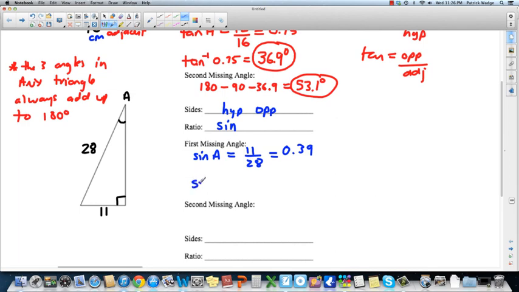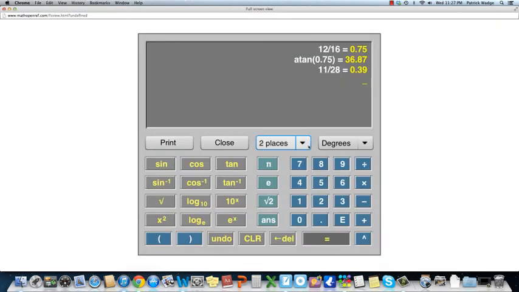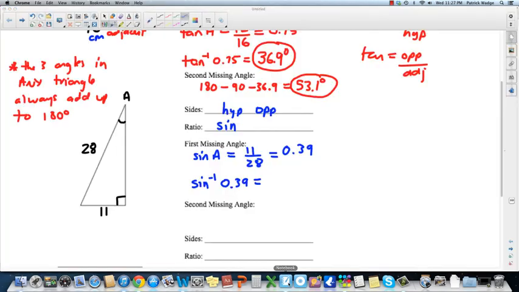To get the angle, I do sine to the -1 of the 0.39, and that will give me the angle. So again, you're going to have to use your shift or your inverse or your second button, but my lovely calculator has a sine to the -1 button. So I just put sine to the -1 of, was it 0.39? I sure hope so. 0.39 equals 22.95, which basically rounds to 23. Let's call it 23 degrees.